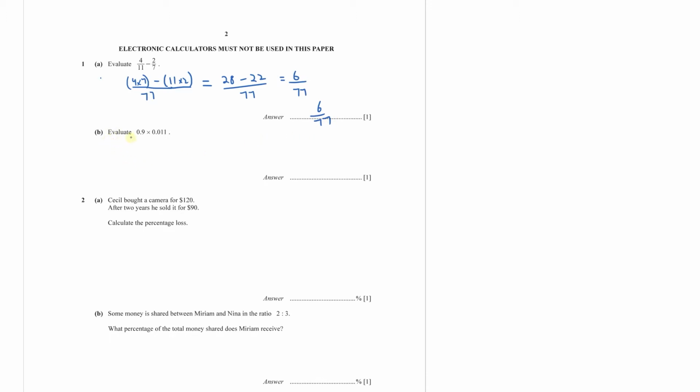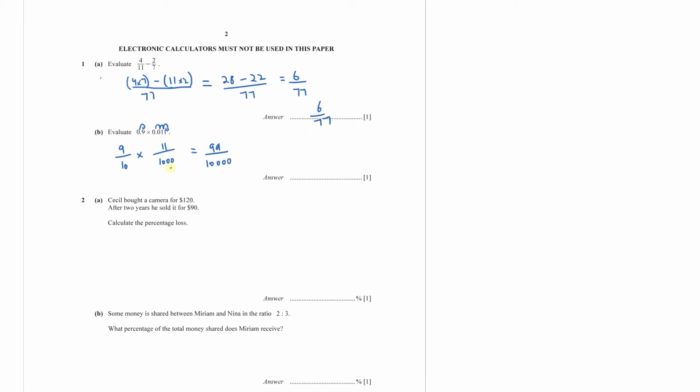Part B is evaluate 0.9 into 0.011. It's always a good idea to convert these decimals into fractions, which makes the multiplication a little easier. Since I have to move this decimal one place to the right to get 9, this will be 9 over 10. Multiplied by, I'll have to move this decimal 1, 2, and 3 places to the right. So I will get 3 zeros in the denominator, and this becomes 11. So 11 times 9 is 99, and 99 over 10,000.